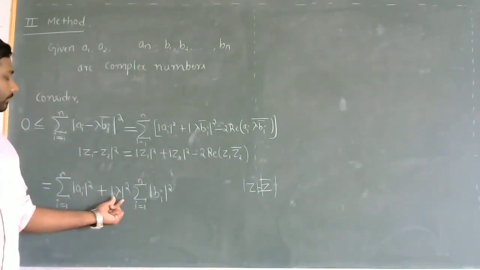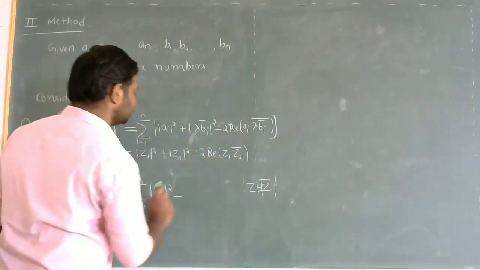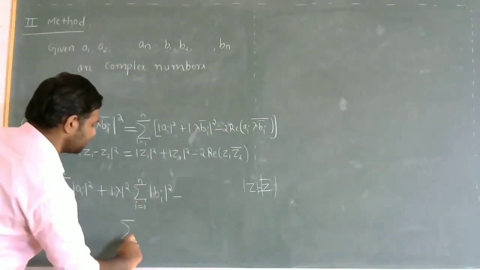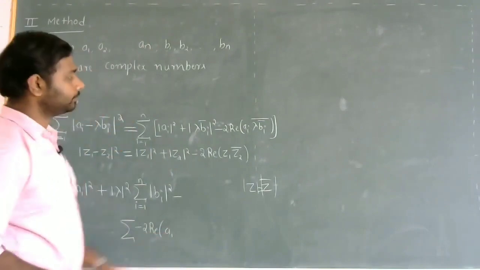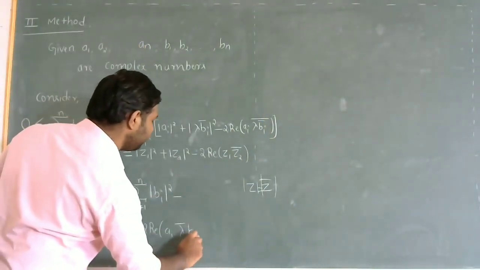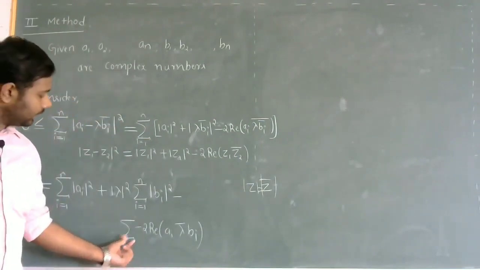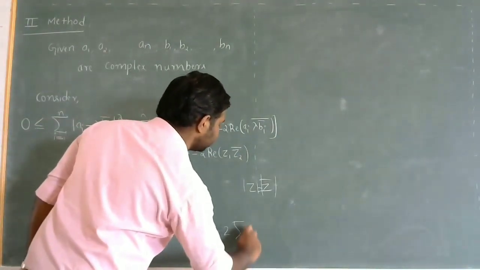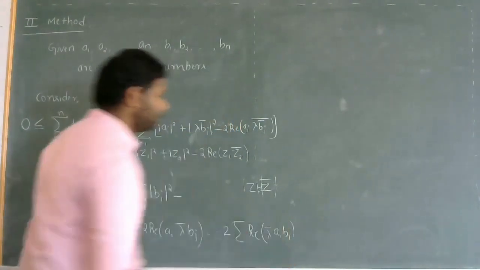So I have taken this term outside the summation as it is independent of the index i. Minus, so summation of minus 2 into real part of ai lambda bi bar whole bar. So it will be lambda bar into bi. So this is the term which I have to write. Now minus 2 is however constant, we can take it outside. So minus 2 into summation real part of lambda bar into ai bi.